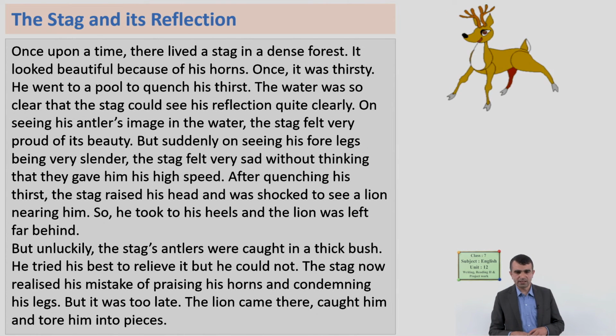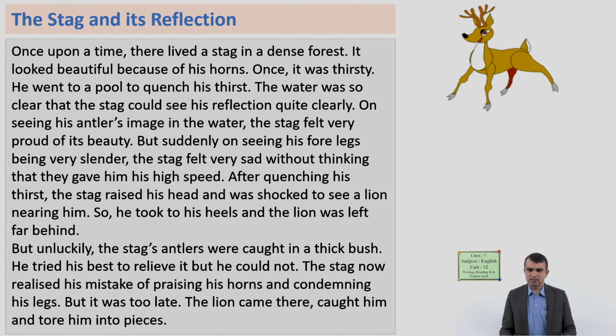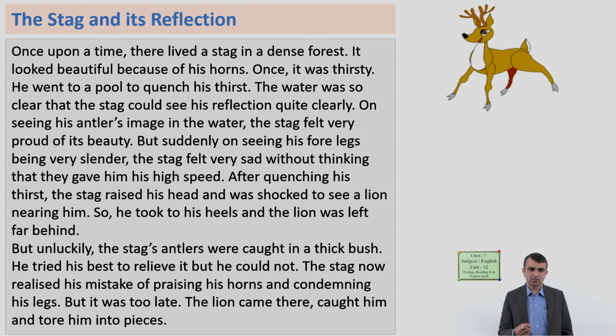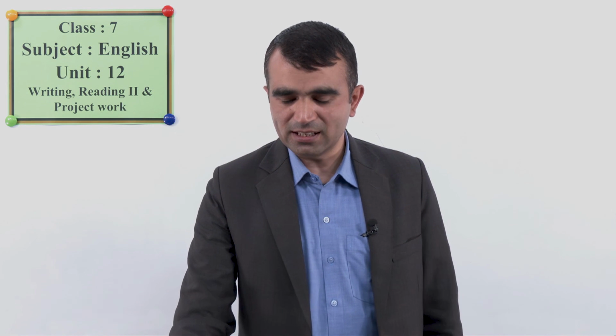So he took to his heels and the lion was left far behind. He started running. But unluckily, the stag's antlers were caught in a thick bush. He tried his best to relieve himself, but he could not. The stag now realized his mistake of raising his horns and condemning his legs. But it was too late. The lion came there, caught him, and tore him into pieces. Now, this is the reading passage given under the extra bit, and here some questions are there.